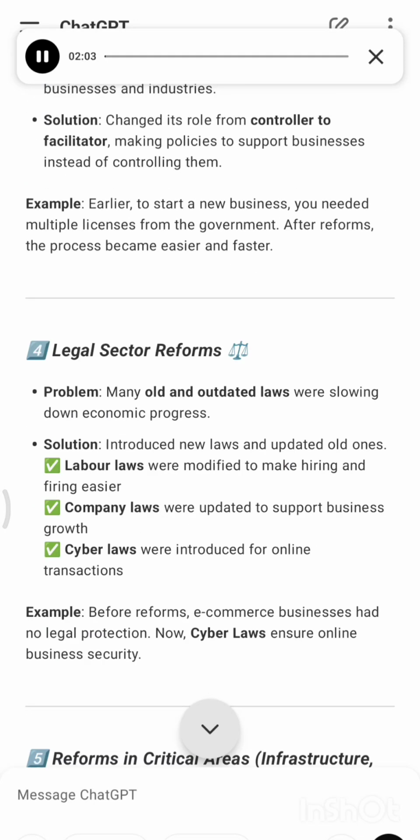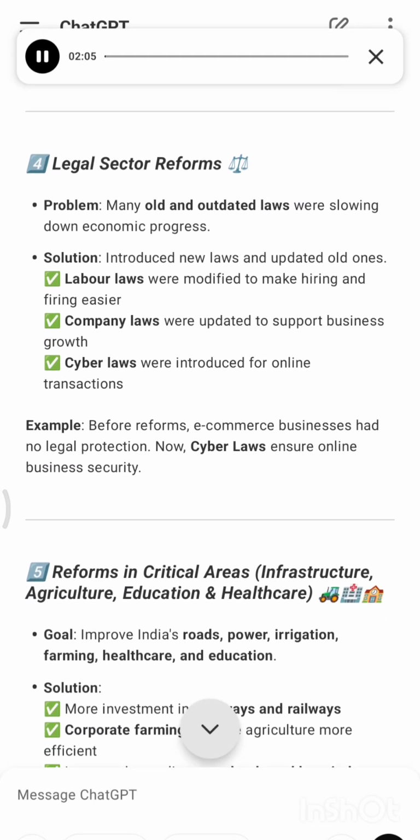4. Legal sector reforms. Problem: many old and outdated laws were slowing down economic progress. Solution: introduced new laws and updated old ones. Labor laws were modified to make hiring and firing easier. Company laws were updated to support business growth. Cyber laws were introduced for online transactions. Example: before reforms, e-commerce businesses had no legal protection. Now, cyber laws ensure online business security.